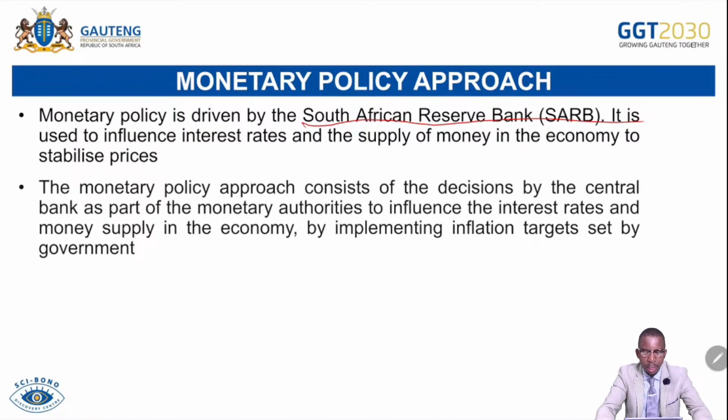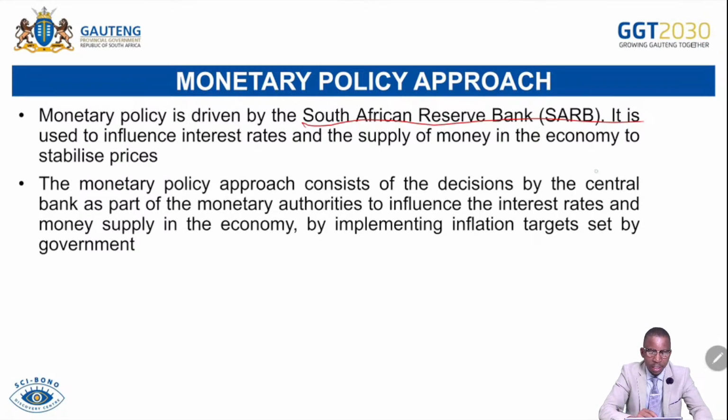The monetary policy approach consists of decisions by the central bank as part of monetary authorities to influence the interest rate and money supply in the economy by implementing inflation targets set by the government. So what happens? The government has set inflation targeting and then the Reserve Bank must implement it to ensure that inflation does not go above the maximum limit, which is 6%.